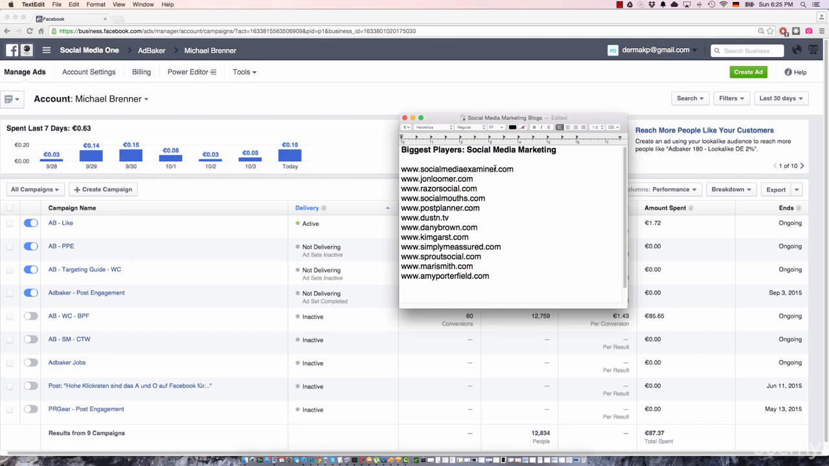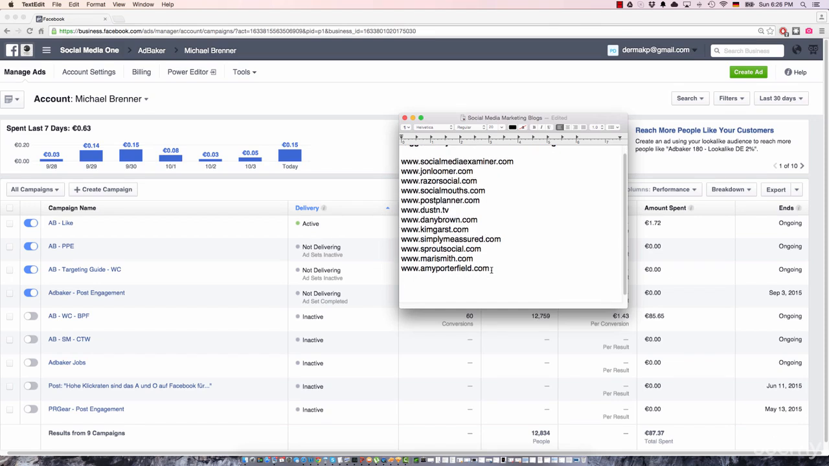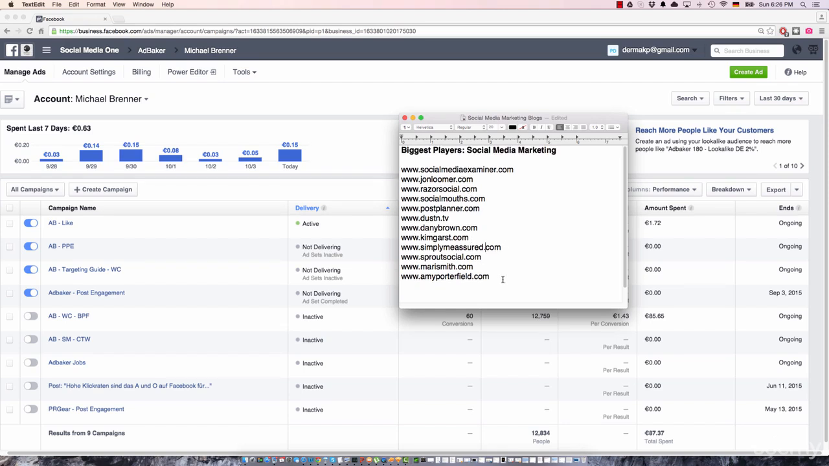So there's Social Media Examiner with hundreds of thousands of visitors every month. We've got John Loomer here. His focus is Facebook marketing. We've got Mary Smith, Amy Porterfield, both celebrities in the social media marketing space, same as Kim Garst or Danny Brown. So these guys here are the biggest players.